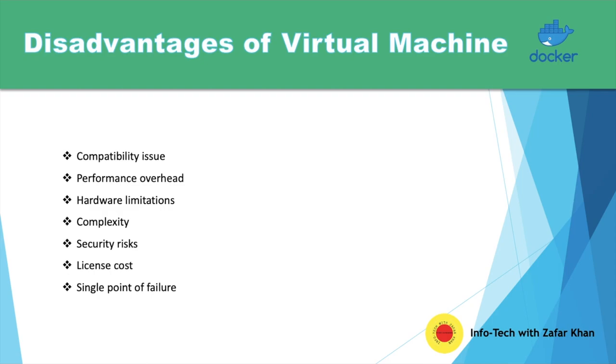And also the license cost. Some software licenses may not allow installation on virtual machines or may require an additional license fee per virtual machine. So licensing cost is also increasing. This is also a kind of disadvantage of virtualization. And then single point of failure: if the host computer fails, I mean the host infrastructure fails, then all virtual machines running on the same host will also fail, unless backup and redundancy machines are in place.